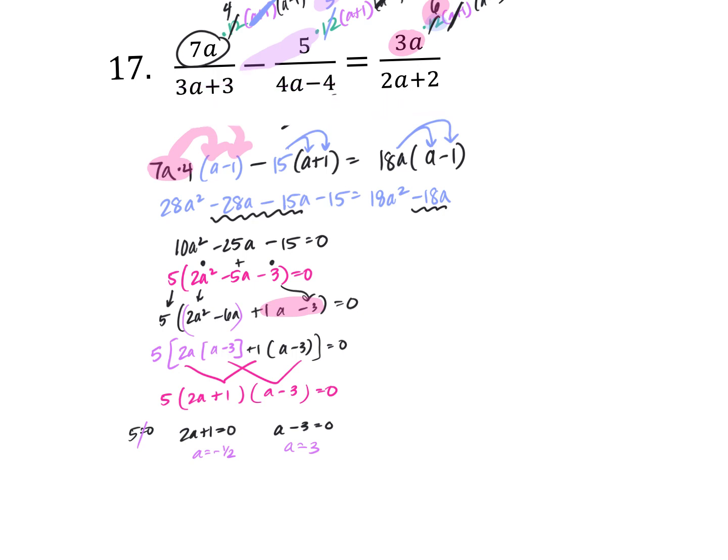What would make this have a denominator of 0? If A was -1, this one, +1, -1, and we didn't get any of that, so we're good with our answers.